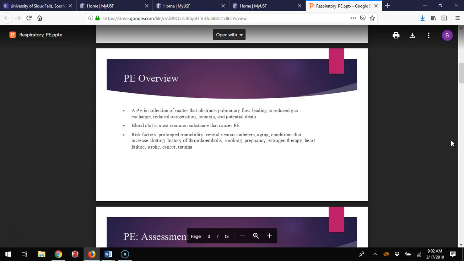Things that increase the risk for this would be prolonged immobility, so not moving, being bedridden, having any kind of CVLs or central venous lines, aging, conditions that increase clotting, and history of thromboembolism. So if you've done it before, you're at risk for it. Also smoking, pregnancy, estrogen therapy, heart failure, stroke, cancer, and trauma. Anything that's going to increase your risk of having a blood clot.